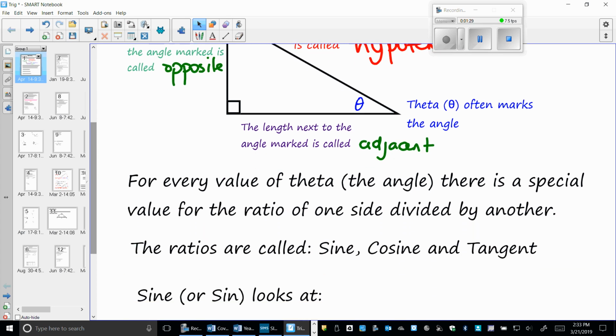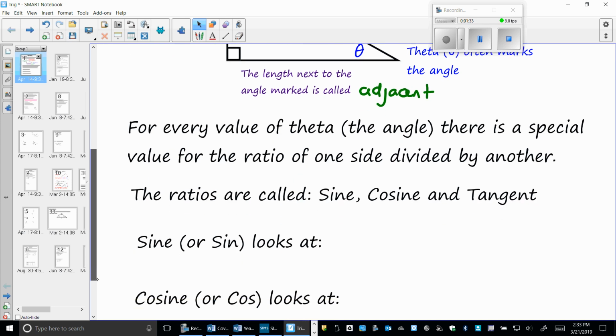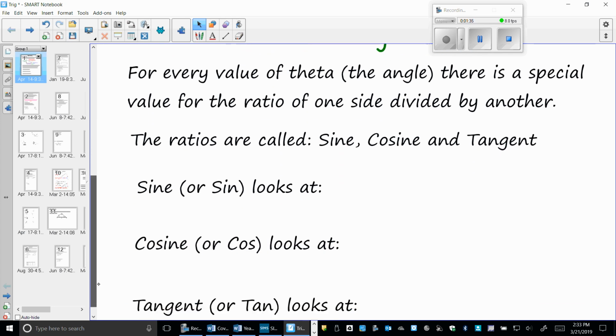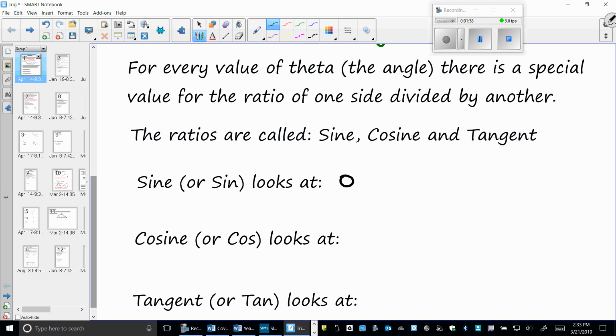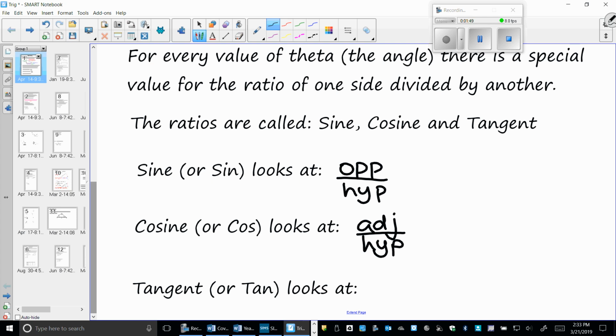So for every value of theta, there is a special value for the ratio of one side divided by the other. The sine ratio looks at which two sides? And then cosine is the adjacent over the hypotenuse. And tangent looks at opposite over adjacent.